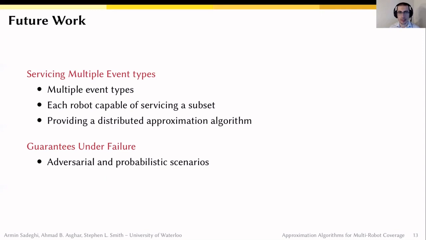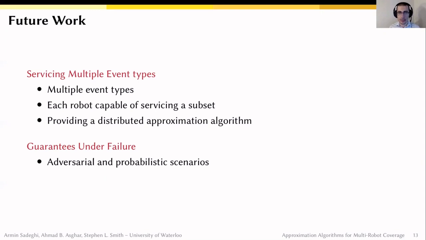For future work, we're considering the extension of the problem to heterogeneous scenarios. Now, we proposed an approximation algorithm for the case that we have homogeneous robots and a single event type. Now, consider there are multiple events happening in the environment, each with its own distribution, and each robot is capable of sensing a subset of them. What is the best strategy to distribute these robots in the environment such that we maximize the sensing quality for all the events in the environment? And we want to extend our proposed approximation algorithm and provide some approximation results for this problem.